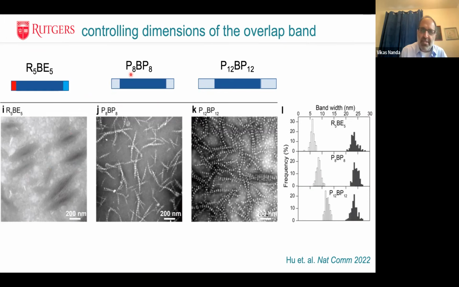Here's with the proline, except instead of 10 repeats, we have 8 repeats, or we have 12 repeats. And if we compare these 3 designs with each other, we see that now the dark band stays about the same, but the light band's length changes depending on how long these adhesive domains are.